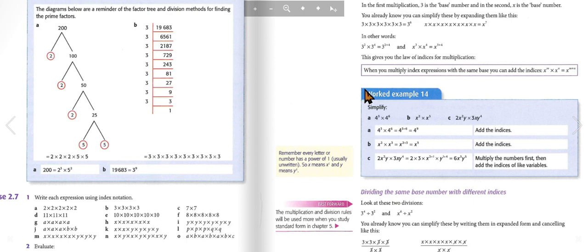Worked example 14. Simplify: A, 4 cubed times 4 to the power of 6. B, x squared times x cubed. C, 2x squared y times 3xy to the power of 4. So for A, you add the indices, which is 4 to the power of 9. For B, you also add the indices, which is x to the power of 5. Then for C, you multiply the numbers first, and then add the indices of the like variables.